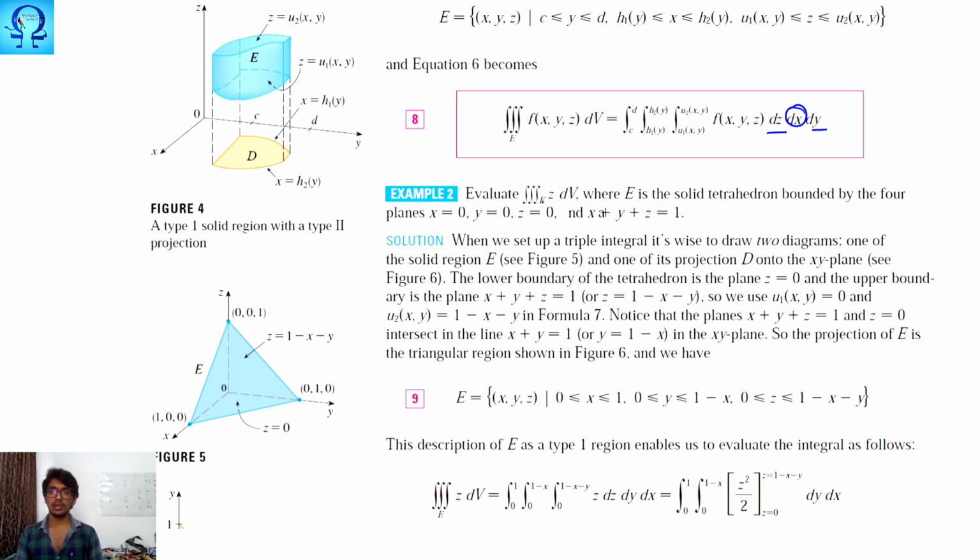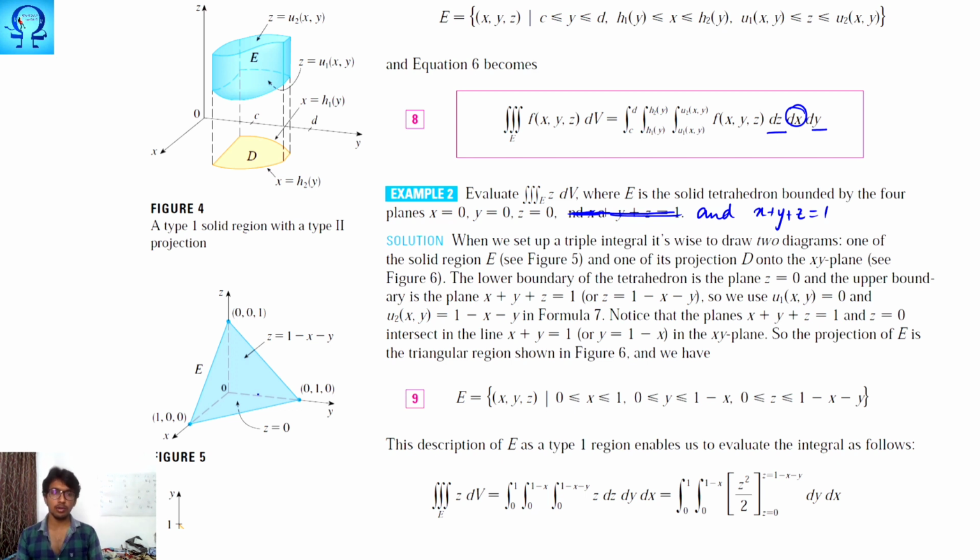We are asked to triple integrate z over E. E is the tetrahedron bounded by the 4 planes. So we are given 4 planes. Actually there is some mismatch here, let me rewrite it. The first plane is x equals 0, the second is y equals 0, the third is z equals 0, and finally x plus y plus z equals 1.